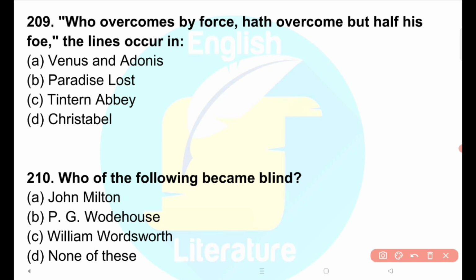Next, who of the following became blind? Option A, John Milton. Milton lost his eyesight completely in 1652, likely due to glaucoma. His increasing blindness did not stop him from composing Paradise Lost, which he dictated to assistants, including his daughters. His famous sonnet on his blindness reflects his acceptance of divine will regarding his condition.